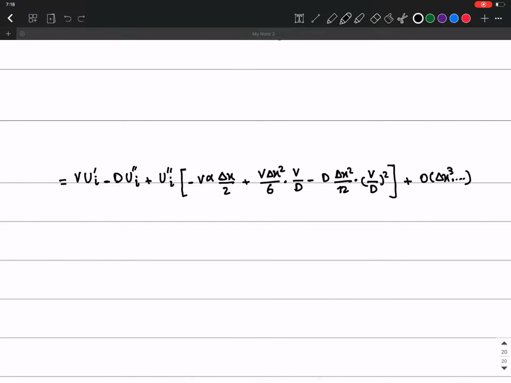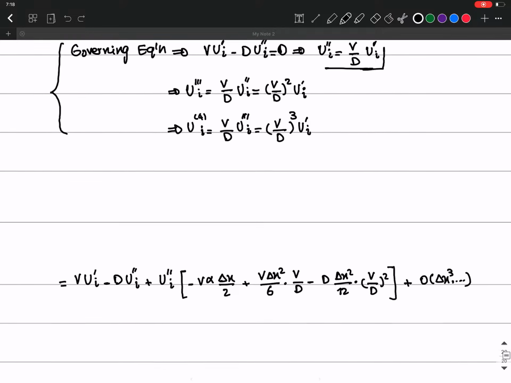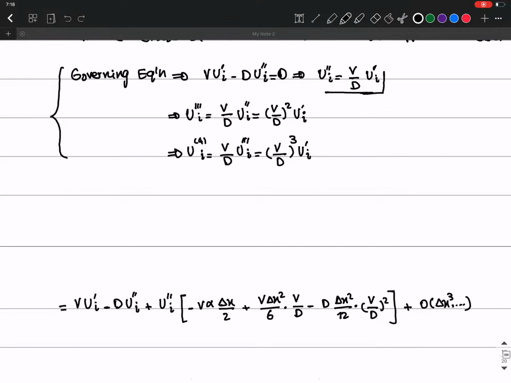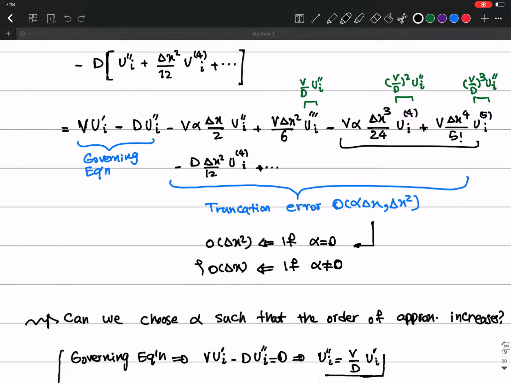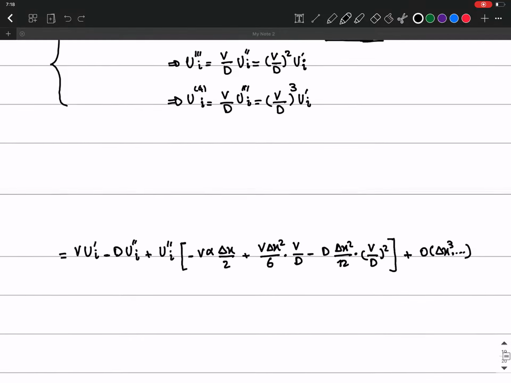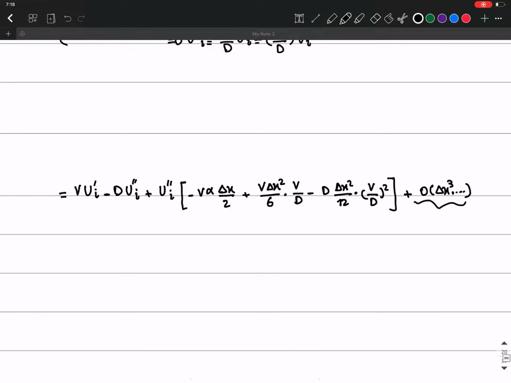This term is already 0, right? This is the governing equation. I want to make it higher order, maybe like order delta x cube. I want to find an alpha. This is a question I had: can we choose alpha such that the order of approximation increases? Here, if alpha is 0, it's going to be order delta x square, and I want to see whether I can retain these terms, but at the same time get rid of all these terms.